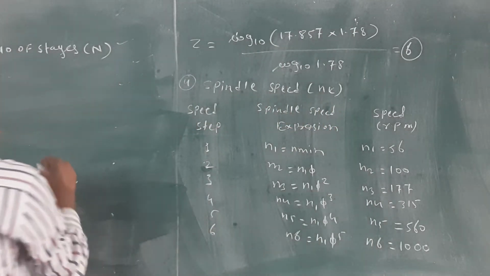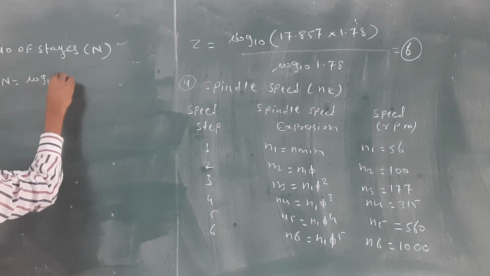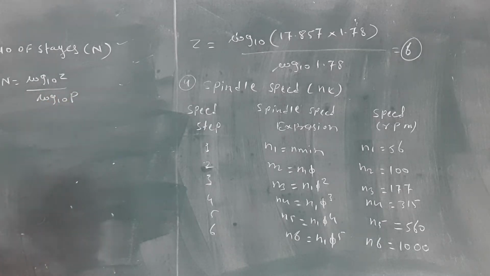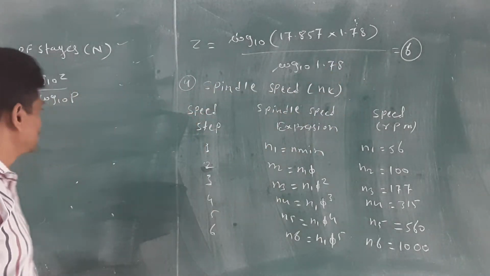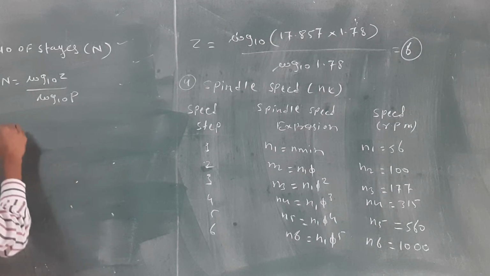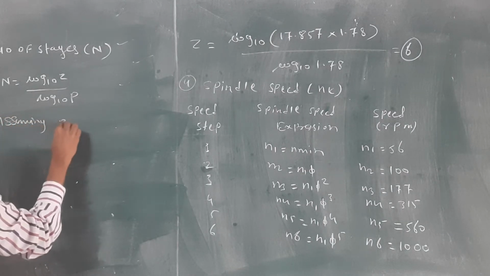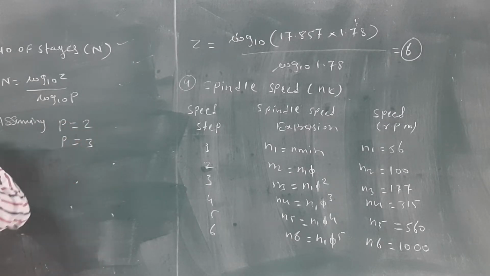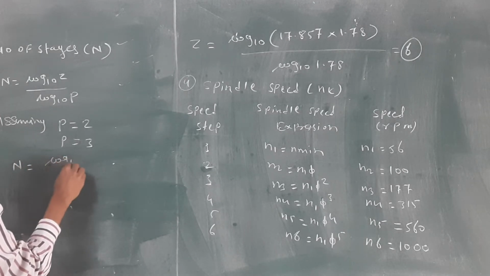Then we know that this N is equal to log 10 z divided by log 10 p. We want to assume the value of p. Z we have already calculated; the value of z is 6. I will put here, assuming these two values, p is either 2 or p is equal to 3, and check whether you will get an integer number or not.